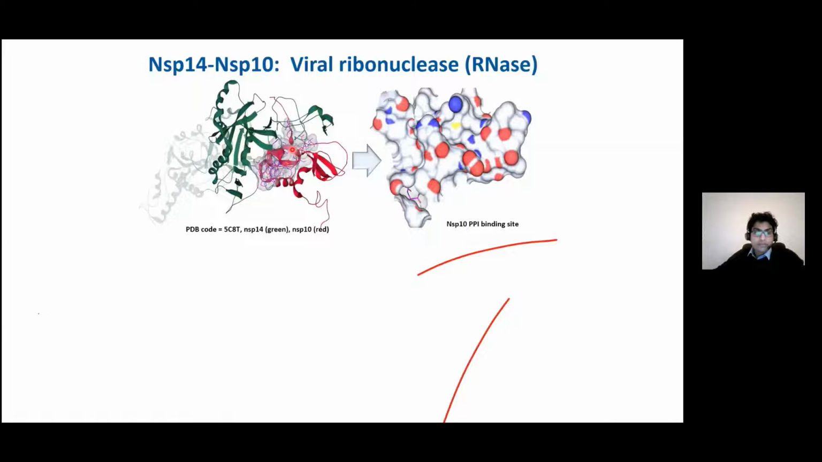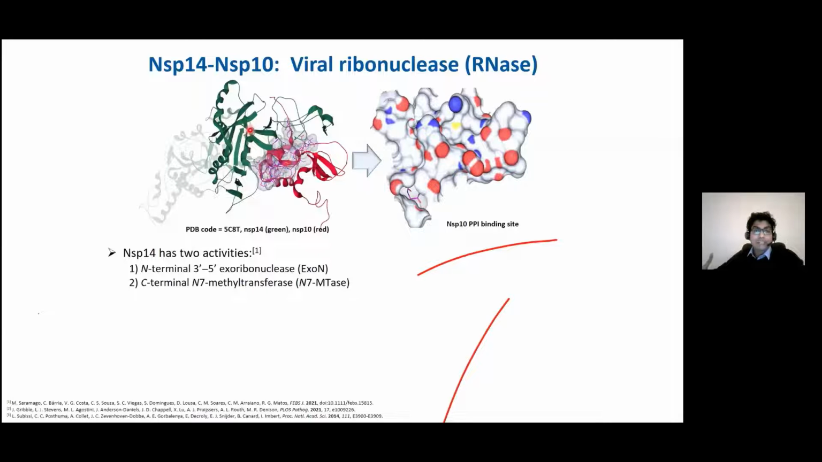So what is the function of Nsp14? Nsp14 has two activities. The first activity is the N-terminal 3', 5' exoribonuclease activity. To simplify, both these activities are responsible for transcription and replication of the virus, like cutting the virus RNA into pieces and assembling it into a new RNA virus, right? So these activities are for transcription and replication of RNA, and Nsp14 is responsible for this kind of activity.